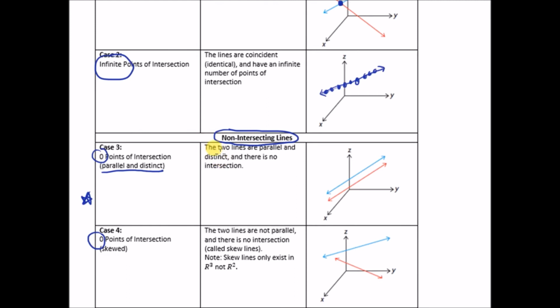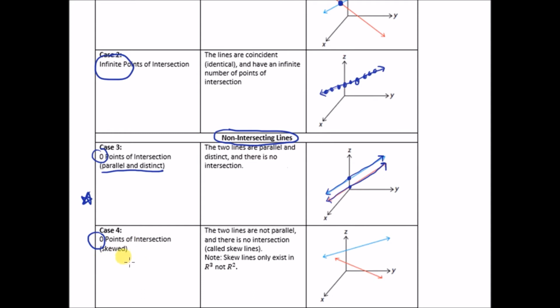The two lines are parallel and distinct, so there are no points of intersection. If you remember from grade 9, they would have the same slope, or in this case, in vectors, they have the same direction vector. But then they would have a different, say, x-intercept or y-intercept or z-intercept in this case.